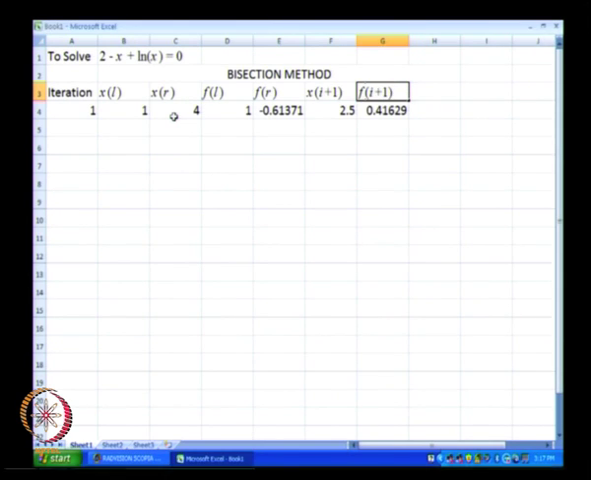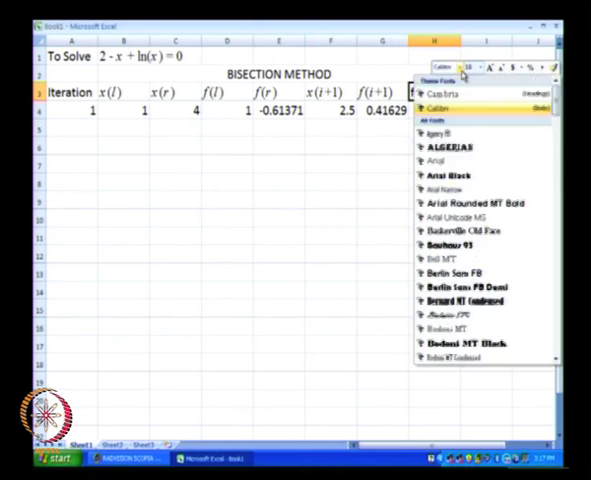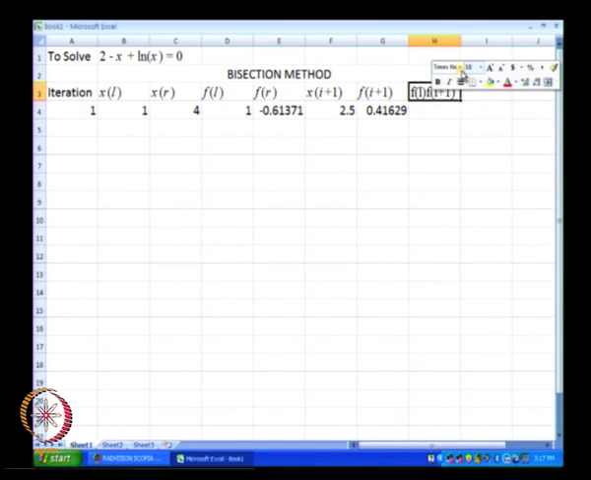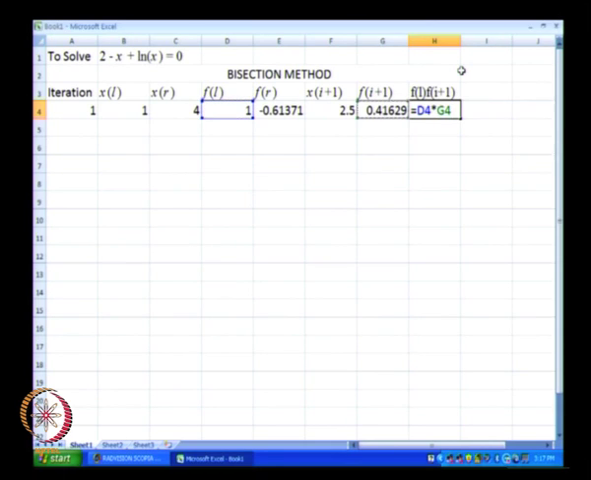So, we will just do this, and let us write that down over here. It is f of L multiplied by f of I plus 1. The font I will use is Times New Roman, so that we are able to see this very well. So, the product f of L multiplied by f of I plus 1 is nothing but this multiplied by this.